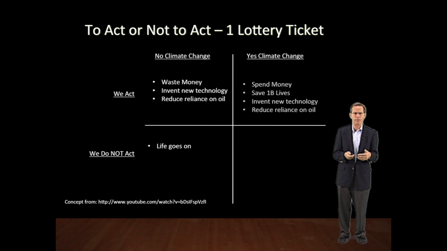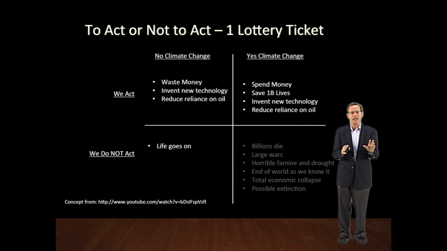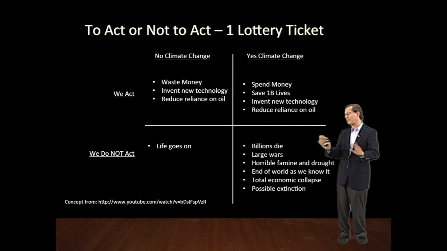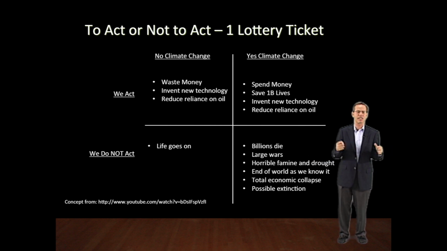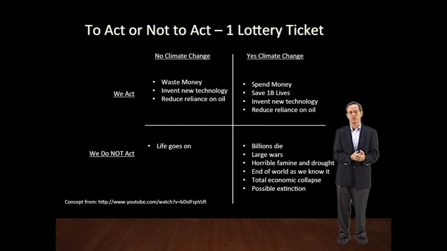Now, let's say there is climate change and we do act. Well, we do spend money. We probably save 1 billion lives. We invent new technology, and we reduce our reliance on oil. That is actually a good thing, but we're going to spend some money because we had to act. Now let's suppose there is climate change and we choose not to act. We choose not to save any energy in our buildings, and we choose not to do anything with our cars or our industrial processes or anything else. Billions die, there's large war, there's horrible famine and drought, the end of the world as we know it, total economic collapse and possible extinction.